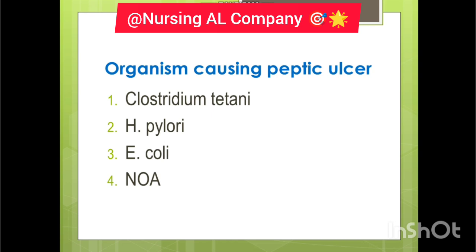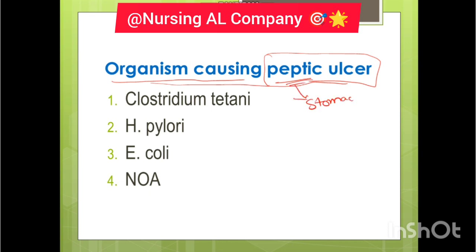The first question is about the organisms causing peptic ulcer. We already know that peptic ulcer is found in the stomach. So which is the causative organism? Clostridium is not, Escherichia coli is also not, and none of the above. H. pylori is the right answer. It causes the peptic ulcer.